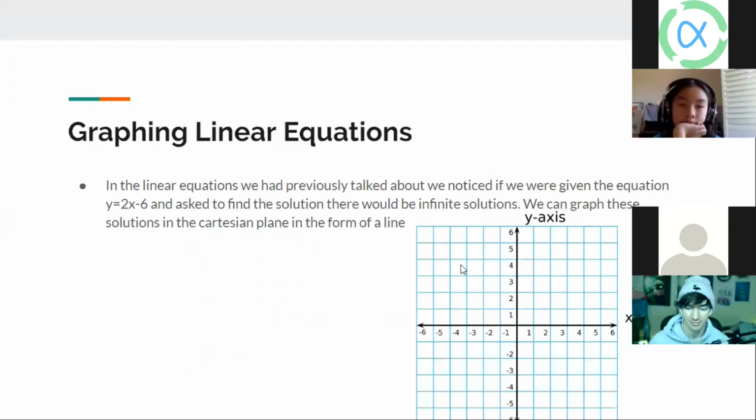Okay, so graphing linear equations. In the linear equation we had previously talked about, if you're given an equation like y is equal to 2x minus 6 and asked to find the solutions, there would be infinite solutions. We can graph these solutions in the Cartesian plane in the form of a line.